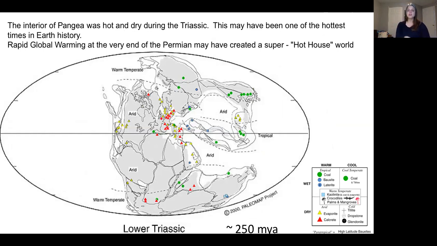The middle of Pangaea was really hot and dry, and that might be because of the monsoon type climates that we might have seen at that time. And we also, again, have that idea that we know from the fossil record that it was very hot at the end of the Permian, and it might have created a super hothouse at that time.